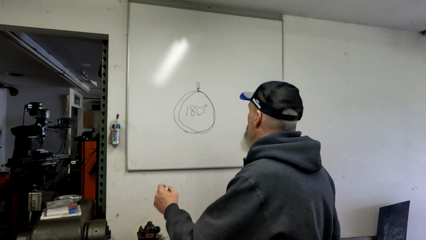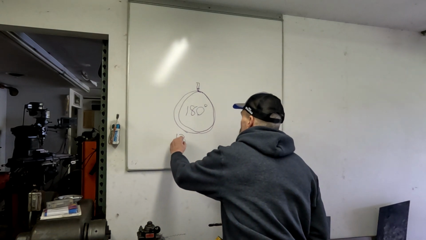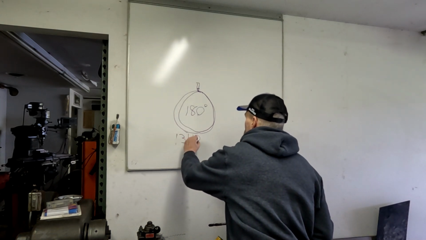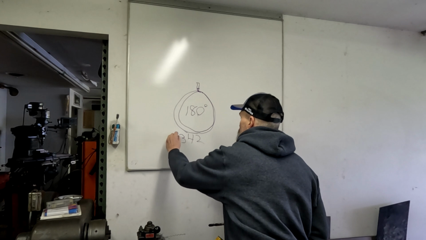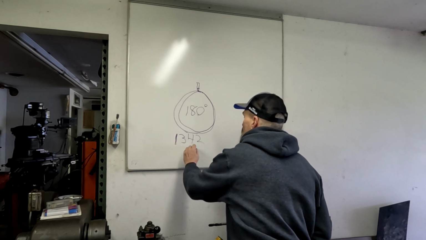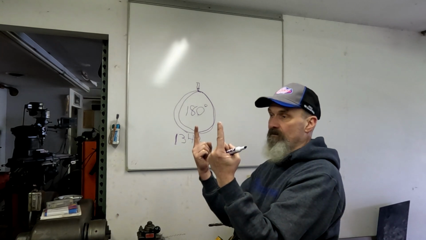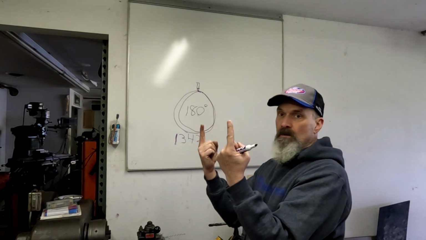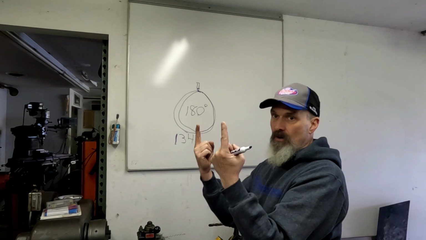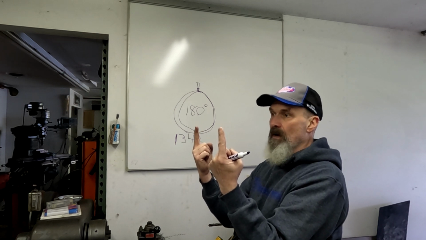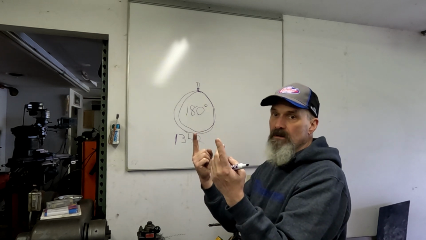And then you just follow the firing order. This is 1, 3, 4, 2. So number 1 and number 4 are going to be at TDC at the same time. One's going to be on its beginning of its power stroke, and one of it's going to be right at the beginning of its cycle on the intake stroke.